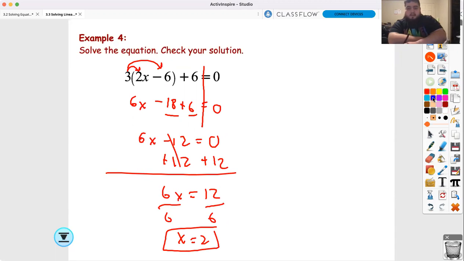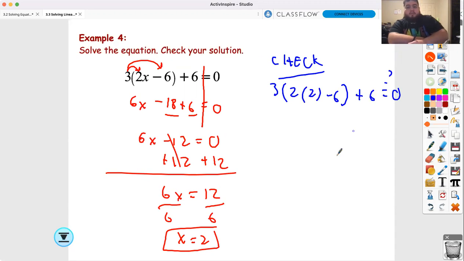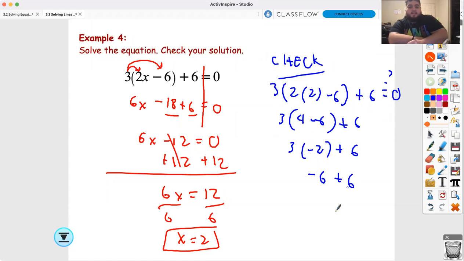And I'm done. It just wants us to check, so then the check, plug it into the original. So it'll be 3 parentheses, 2 times 2 minus 6, plus 6 equals 0 question mark. 2 times 2 is 4, so it's 4 minus 6. 4 minus 6 is negative 2. 3 times negative 2 is negative 6 plus 6, which is 0, which equals 0. Which is true.